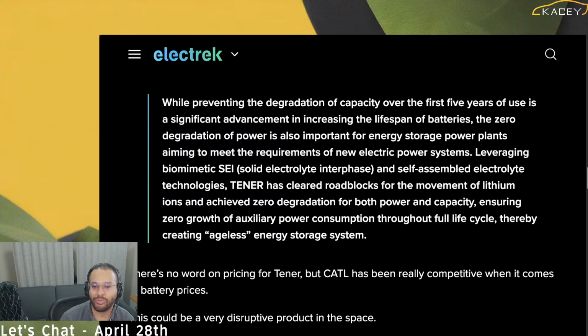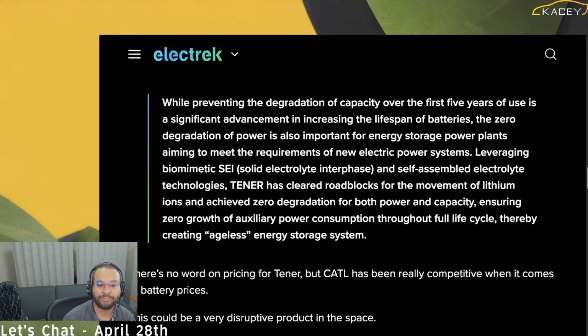Tenor has cleared roadblocks for the movement of lithium ions and achieved zero degradation for both power and capacity, ensuring zero growth of auxiliary power consumption throughout the full cycle life, thereby creating an ageless energy storage system. That's pretty cool. But I think even systems that don't have a capacity degradation, like flywheel and pumped hydro and such, you will notice differences as they age because they have moving parts.